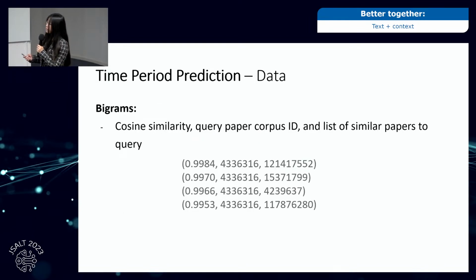So, an overview of the data. The data comes from bigrams that contain triplets, where the first column is cosine similarity. The second one is the list of query papers, and the third one is a list of similar papers for each query paper. Each query paper is listed as many times as the number of similar papers.